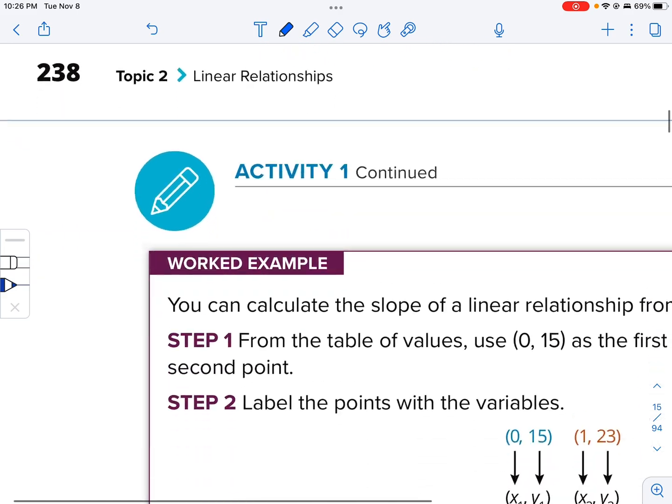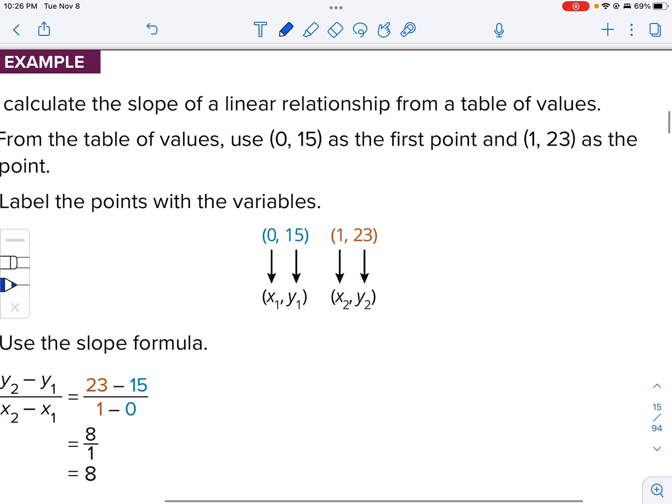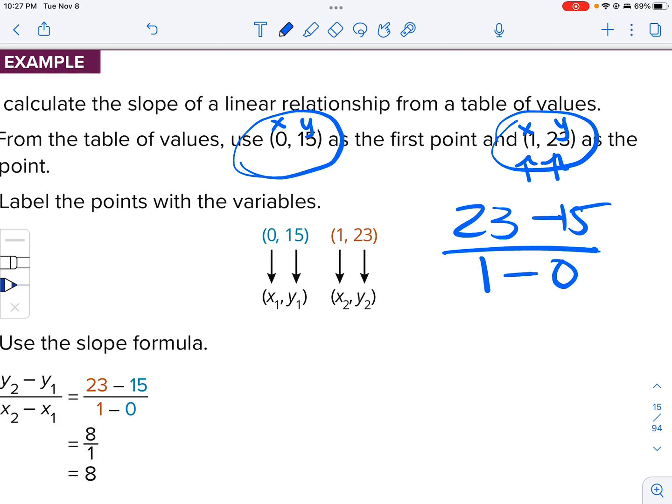So let's come down here. That's what this is talking about. If I take these 2 points right here, I'm going to subtract my y values. Remember, this is my x, this is my y, this is my x, this is my y. So I'm going to take the 23 and subtract the 15. Why didn't I do it the other way around? Because I would end up with negative numbers. Since I used the 23 first, I have to use the 1 first. So 1 minus 0. When I subtract that, I get 8 over 1, which is 8.